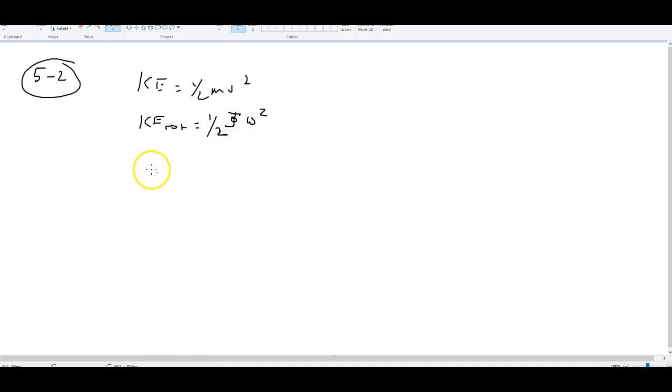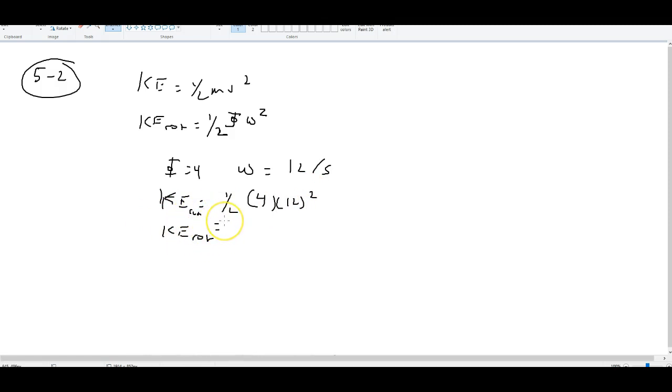So basically, if I wonder how much energy this thing has, I'd go, all right, it's got inertia of 4, and it's spinning at 12 radians per second. The amount of kinetic energy would be equal to 1/2 × 4 × 12². So its rotational kinetic energy would be equal to 2 × 12², which is 288 joules. Just that simple. So you now got it.